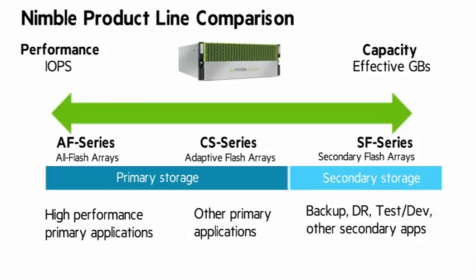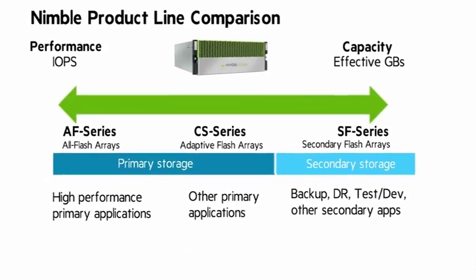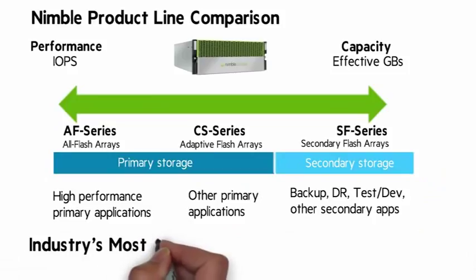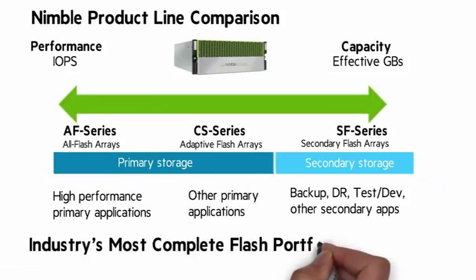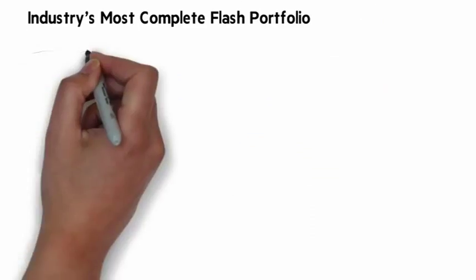The rest of the product family going up to the AF9000 and the CS7000 will continue to be available through the Nimble Salesforce and channel, and are planned to be available through HPE channels later this year. Lastly, I think this scratches the surface on why HPE has the industry's most complete flash portfolio. And this will also help you see where products fit.